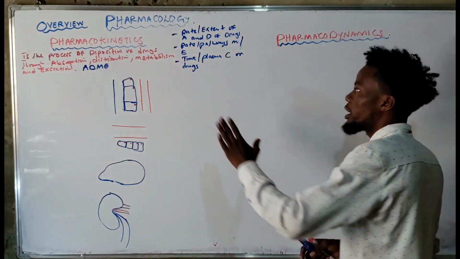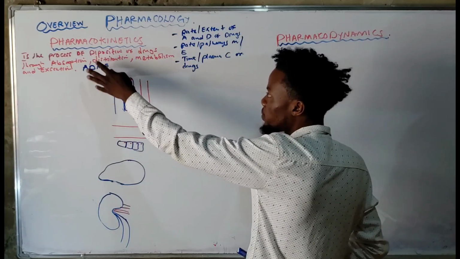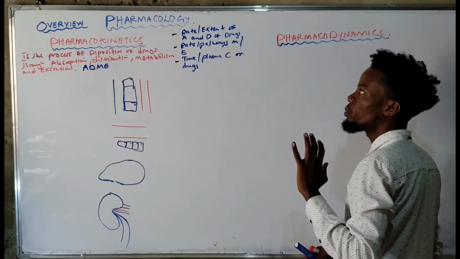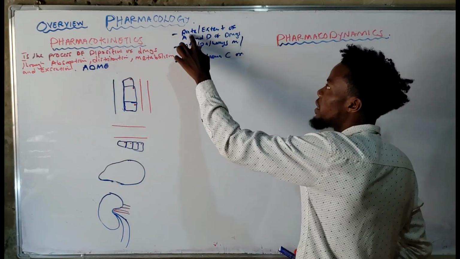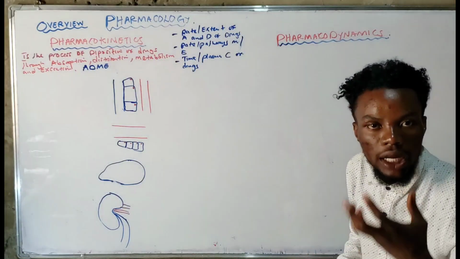So the most important thing that we need to be talking about under pharmacokinetics, including all these processes, is what? The first one is what? Rate and extent of what? Of absorption and distribution of what? Drugs. We'll talk about that.